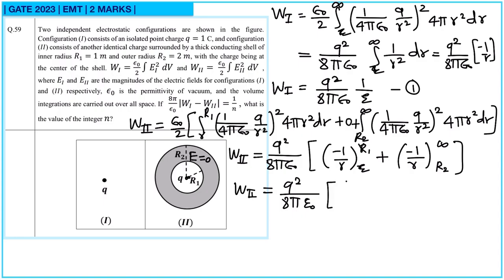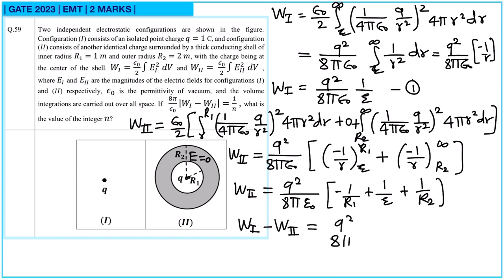This will be minus 1 upon r1, plus 1 upon r, and plus 1 upon r2. So now W1 minus W2 is equal to q square upon 8 pi epsilon naught into this subtraction of these two. So that will be 1 by r1 minus this. So W1 minus W2, this 1 by r will cancel. So this will be, in bracket, 1 upon r1 minus 1 upon r2.